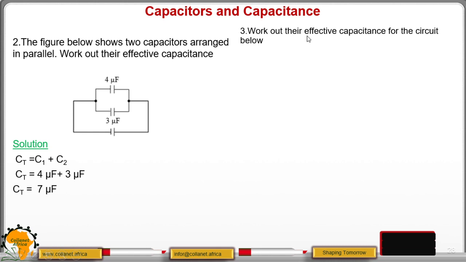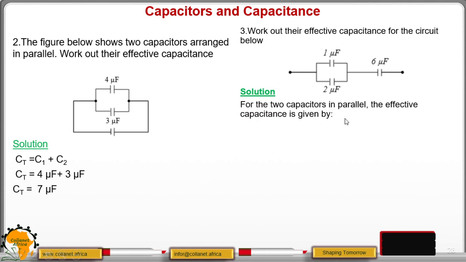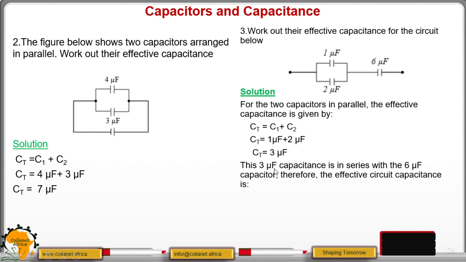Then number 3, work out the effective capacitance for the circuit below. We have it this way. The 2 are in parallel and then they are connected in series with this one. So when you have this combined network, you first of all deal with this one, and then after getting the effective here, that effective will be in series with this one. So we proceed as follows. For the 2 parallel capacitors, we have that CT is equal to C1 plus C2. Therefore, it will be 1 microfarad plus 2 microfarads. You get 3 microfarads.